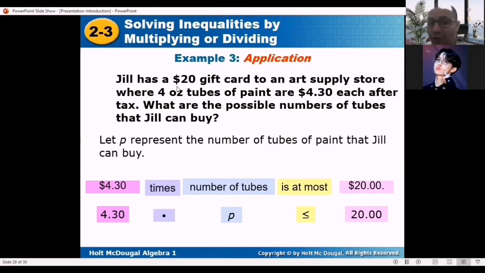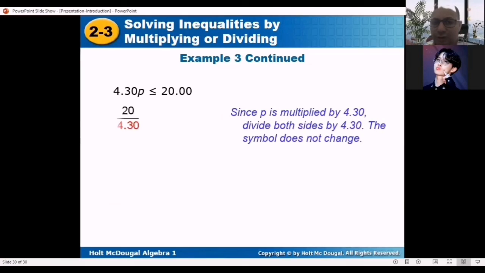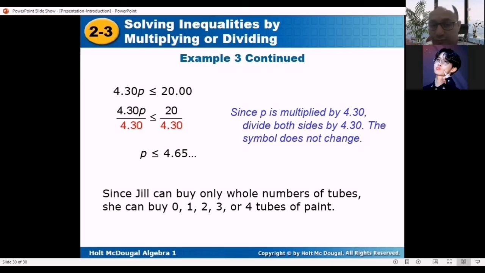The total is 20. When I see multiplication, we will divide all sides like this. We divide by 4.30 on both sides, so the inequality will be b smaller than or equal to about 4.65. So the number of tubes may be 0, 1, 2, 3, 4, and so on. This strategy is called KWL, and we use it when we solve any real-life problems.